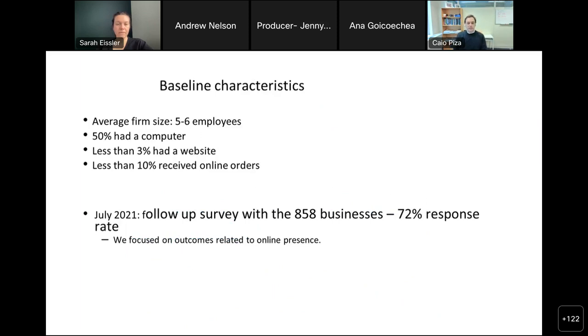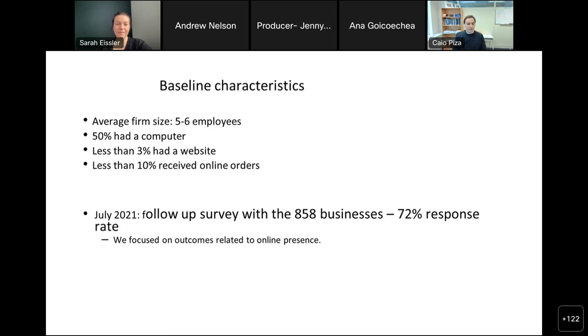So here's just a flavor of what these firms look like in the sample. These firms have between 5 to 6 employees. They're small. 50% of them had a computer, which is surprisingly low. Less than 3% had a website, and less than 10% received online orders. This is back in 2018. It's not back in 2008, right? It's 2018, just a few years ago.